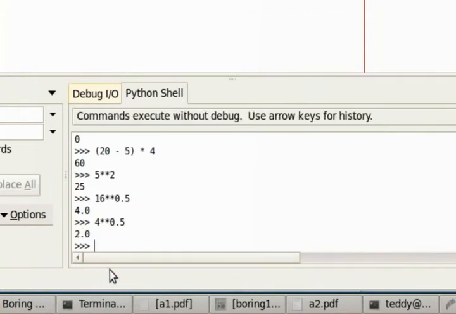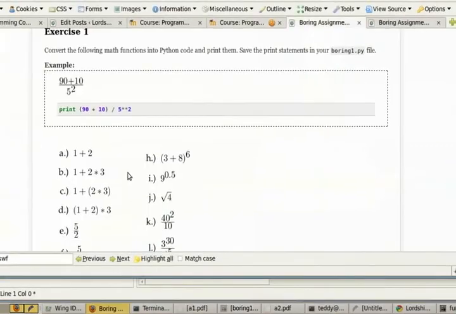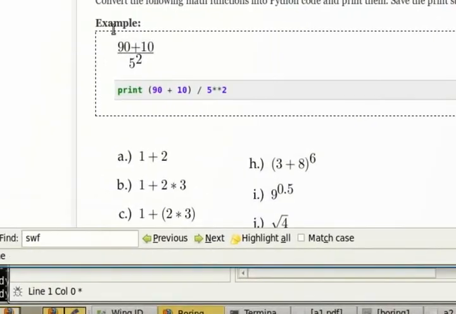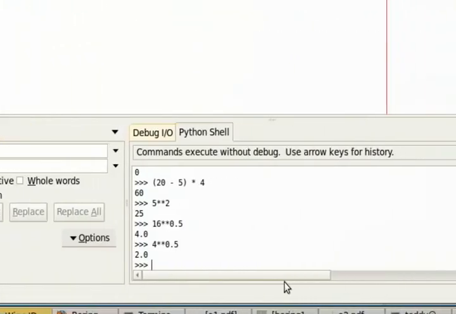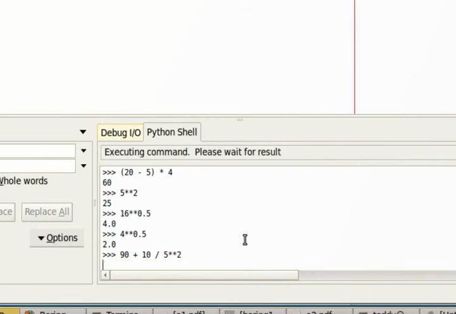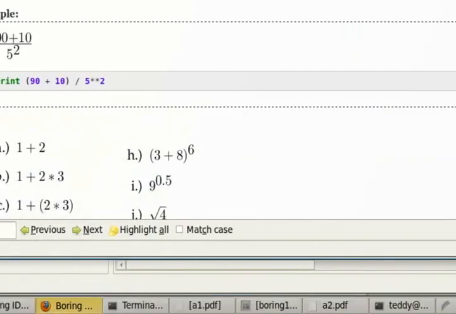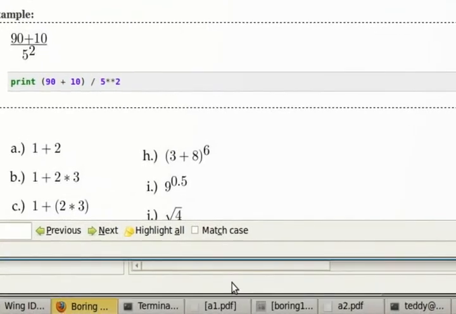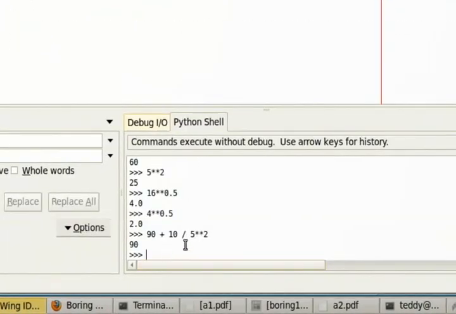Okay, now let's do the example from boring assignment number 1. 90 plus 10 over 5 squared. Okay. 90 plus 10, divided by 5 squared. Now, there's something wrong with this. Yes, something very wrong. Look up here. 90 plus 10 is supposed to be its own separate calculation before you divide it by 5 squared. So, 90 is not the correct answer.